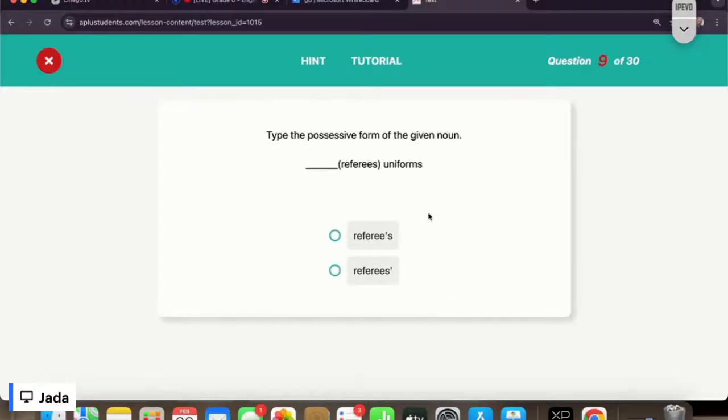Alright, that's it for our lesson today on the possessive noun. Can you tell me if you have any question? Okay, since we have no questions, we'll end here.